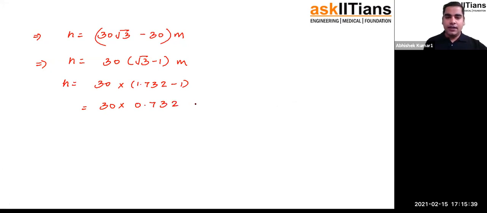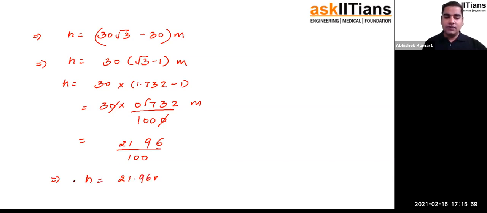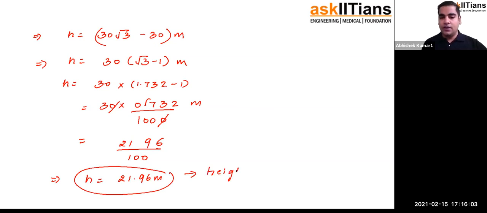0.732 meters. And I can remove this decimal. I'll get 1000. This 0 will cancel this 0. Now I can multiply 3 by 732. So I'll be getting 3 into 2, that's 6. 3 into 3 is 9. 3 into 7 is 21 over 100. So what is the value of h I'm getting here? The value of h is 21.96 meters. And this h which I got here, what does it represent? It represents the height of the tower, which we were asked to find out in this problem.